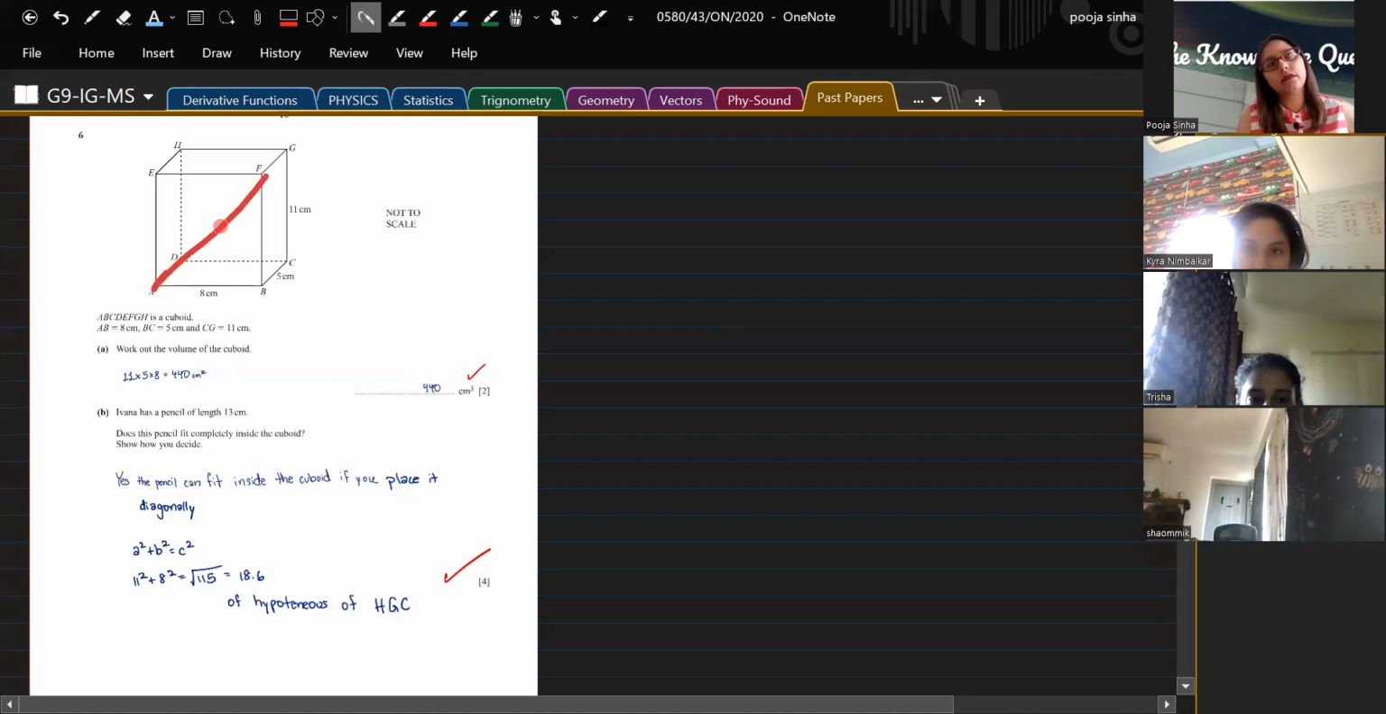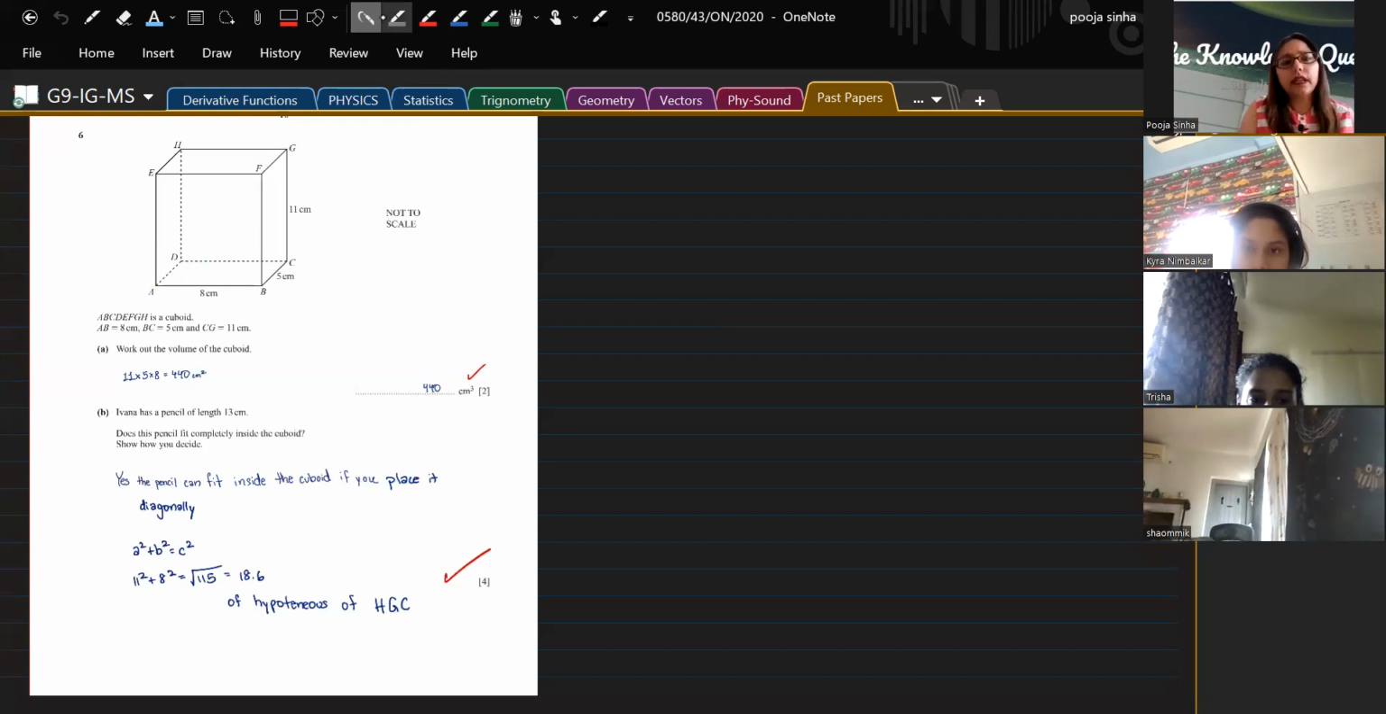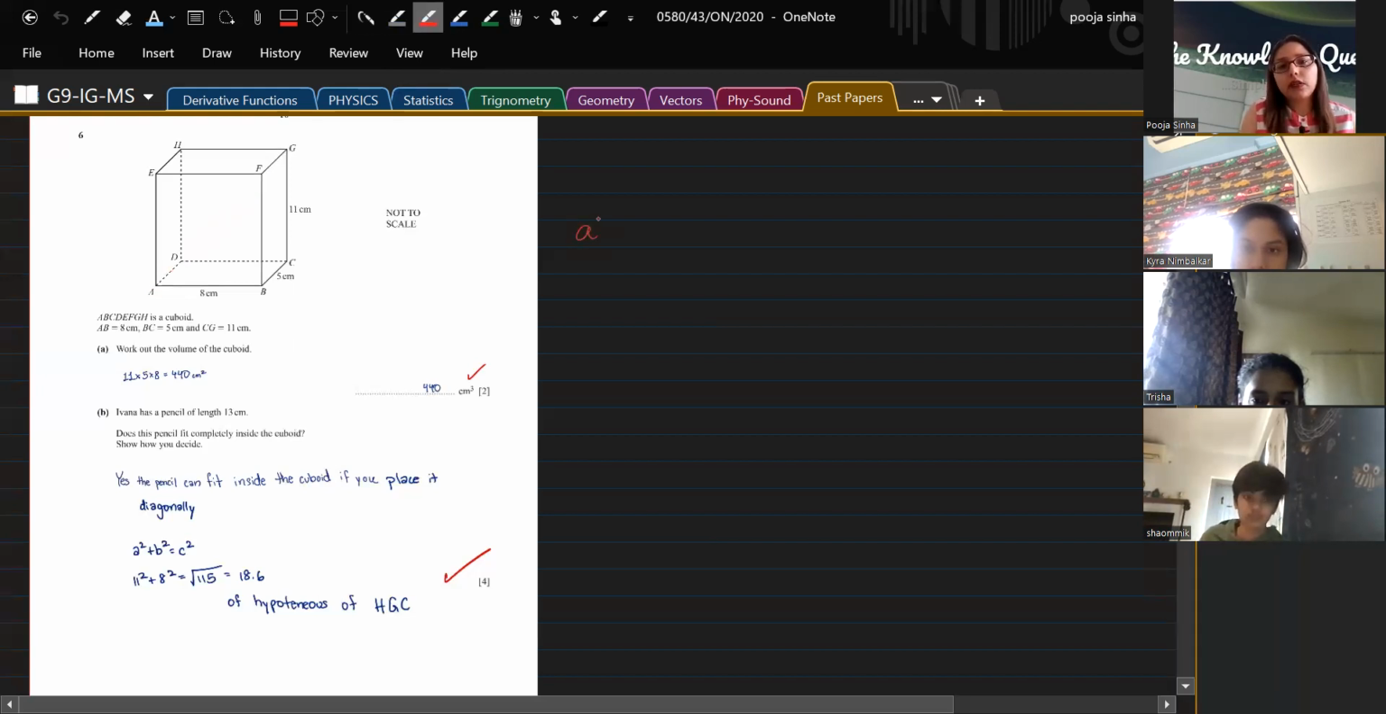How will you put it like this? Okay, that will also work. But ideally you should have taken it how will you put it just on one of the squares? It's still coming 18.6. It will still work. You're keeping it on one of the sides, one of the squares. But remember, the formula for a cuboid diagonal is the under root of a square plus b square plus c square. That's the diagonal of a cuboid.